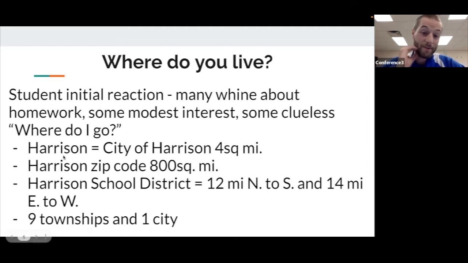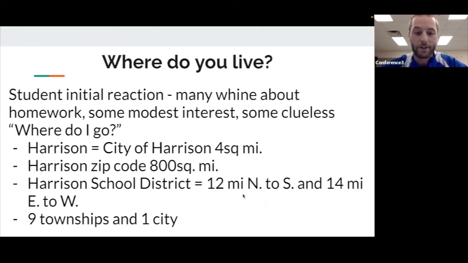For Harrison, it's a 2x2 city. There's 4 square miles. Some of the kids think they live there, but they don't. The zip code of Harrison covers 800 square miles. So when they generally say Harrison, they're somewhere in that 800 square miles, which is a huge area.